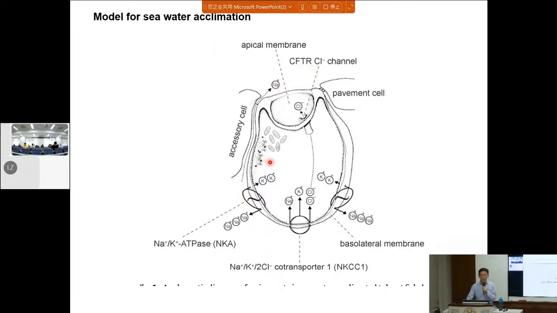So apart from them, this type of cell, because they have many transporters, they need to consume ATP. So another feature, a characteristic of this cell, is they have many mitochondria. And of course, they have many sodium potassium ATPase.